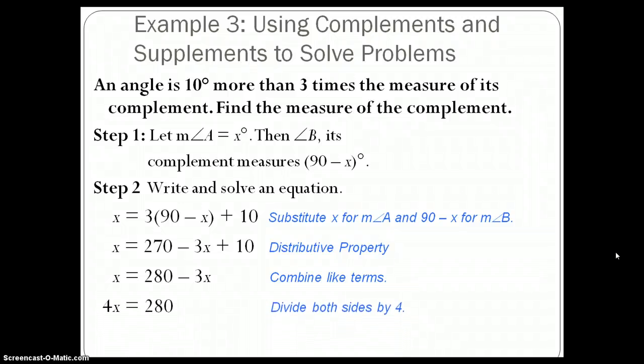We can solve for x by moving the negative 3x to the other side. We have 4x equals 280. Dividing by 4, we end up that x equals 70. And then we use a complete sentence to describe the answer. The measure of the complement, B, is 90 minus 70, which equals 20 degrees.